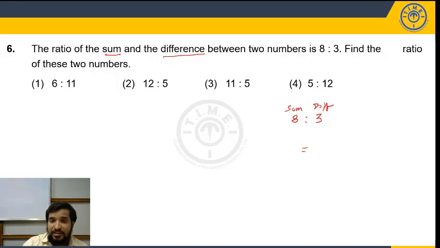Now directly we can say that it is (8 plus 3) by (8 minus 3). It's nothing but 11 by 5. So the ratio of the two numbers is 11:5. That is choice 3.